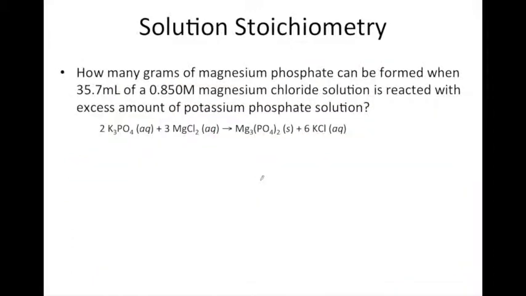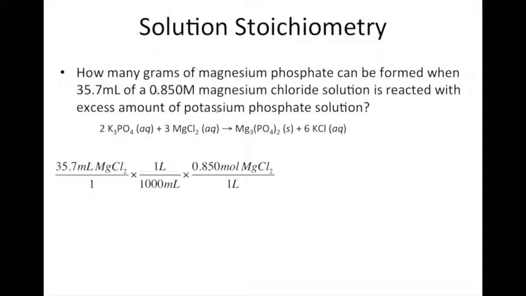So let's apply that here. So we have 35.7 milliliters of magnesium chloride. I need to convert that into liters first. The reason for that is because the next step, I want to use the molarity of the magnesium chloride. Magnesium chloride, 0.850 molar, let's write that as moles per 1 liter. That way we can use stoichiometry or dimensional analysis to set this up. So remember, a 0.850 molar solution can be expressed as 0.850 moles per liter.